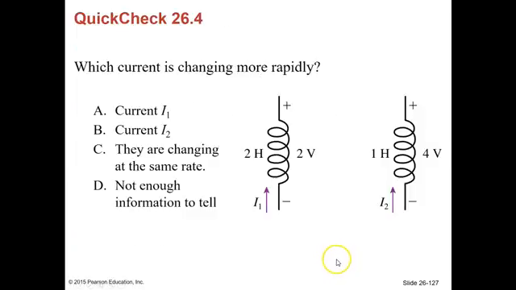They want to know which current is changing more rapidly. So here I have a 2 Henry 2 volt inductor. Here I have a 1 Henry 4 volt inductor. And the one that is changing more rapidly is going to be number 2. And it's because I'm going to have this change in potential across the inductor is equal to negative L times the change in the current over the change in time. So the current here is changing more than it is on this one.